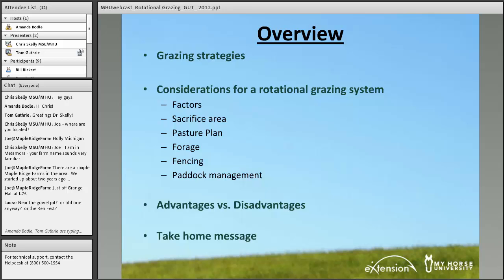So let's start off with a general overview of this presentation. First, I'll go through some grazing strategies that we typically may see on a horse farm. Second, we'll talk about some considerations for a rotational grazing system, some of the factors involved in making the decision: a sacrifice area, a pasture plan, forage, fencing, and then finally end up with paddock management. In addition to that, we'll briefly discuss some of the advantages and disadvantages of a rotational grazing system, and then finally we'll wrap up the presentation with a take-home message.